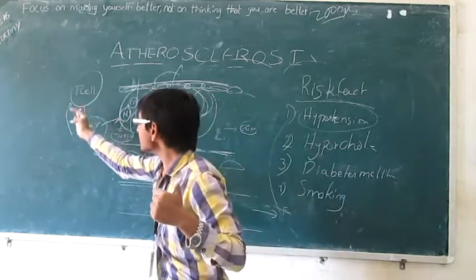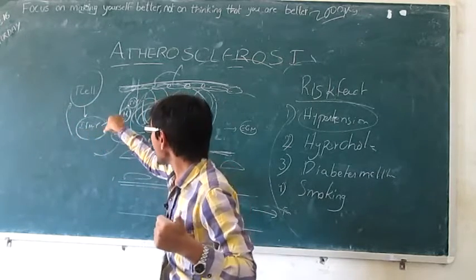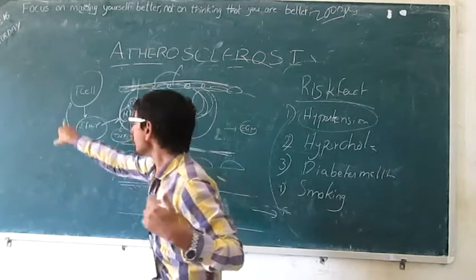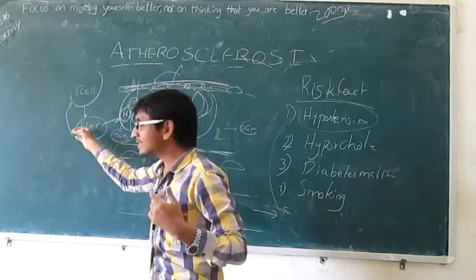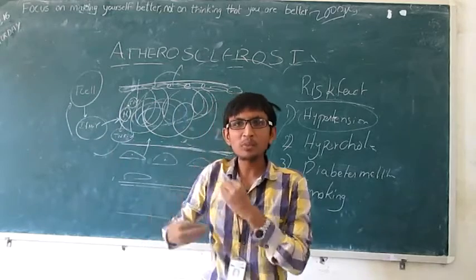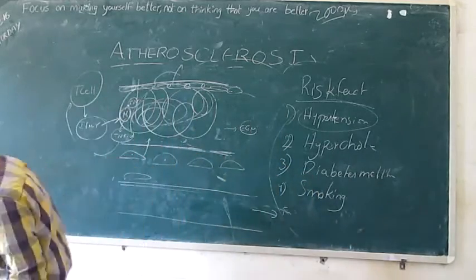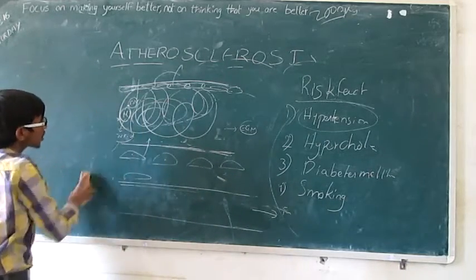The T cell helps the macrophage by interferon gamma. Again, the macrophage, whenever it is activated, releases tumor necrosis factor alpha. Again, it activates the T cells. Thereby, again, T cells release interferon gamma. Again, it causes stimulation of macrophages, more and more release of free radicals. So this is how we form atherosclerotic plaque.